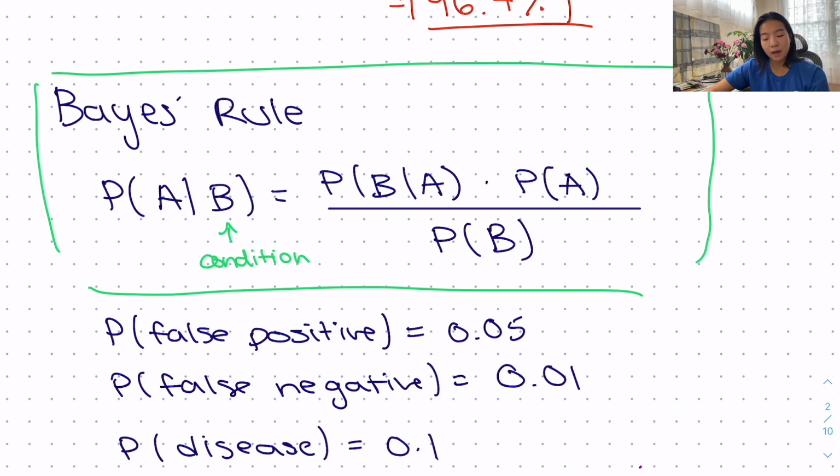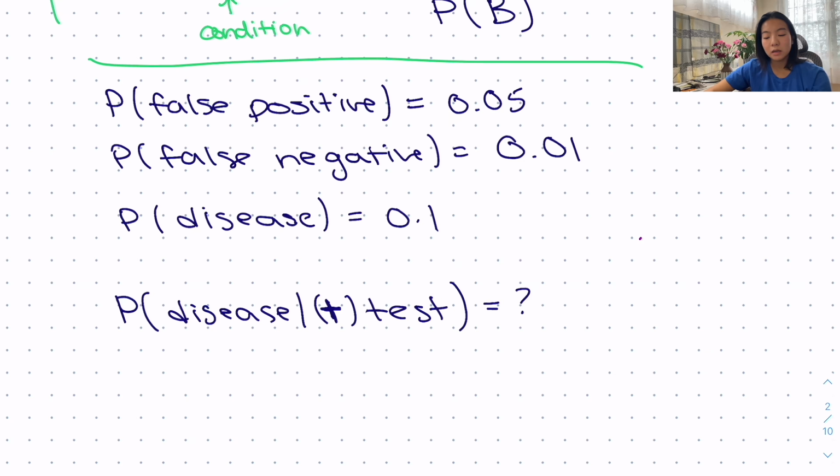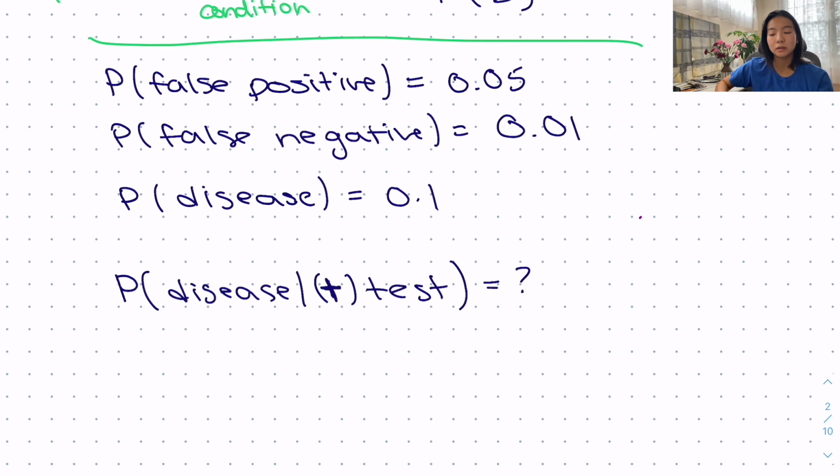All right, so here we have Bayes' rule. And let's actually see Bayes' rule in action. Let's use it on an example. So here, let's say that we have some disease statistics, okay? So not COVID, different disease. And we know that the probability of obtaining a false positive is 0.05. Probability of obtaining a false negative is 0.01. And the probability of the disease is 0.1. Okay, what is the probability of the disease given that we got a positive test? How do we even go about solving this?